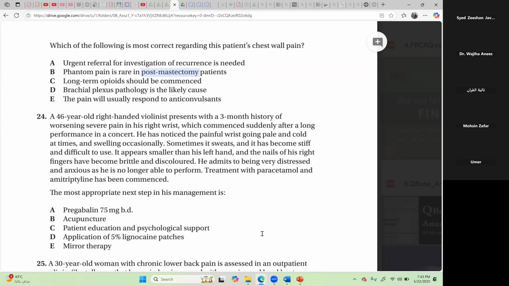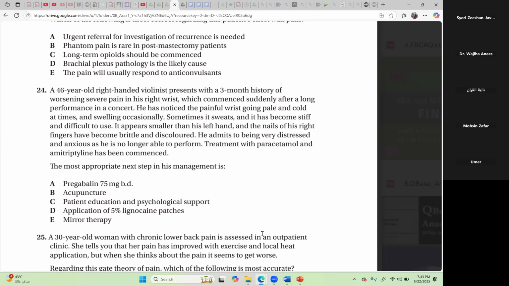So there is muscle wasting, there is an autonomic problem. So there is poor circulation, autonomic problem, there is swelling. The nails of his right finger have become brittle and discolored. So everything is going towards CRPS, I think. He admits being very distressed and anxious as he is no longer able to perform. Treatment with paracetamol and amitriptyline has been commenced. So what will be the next?